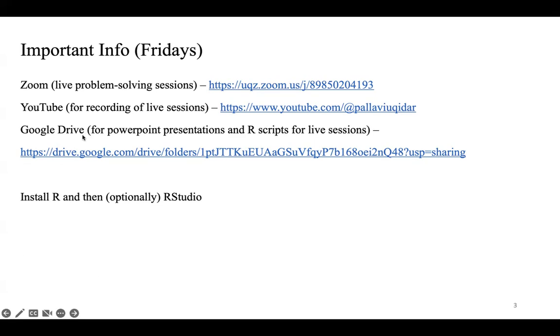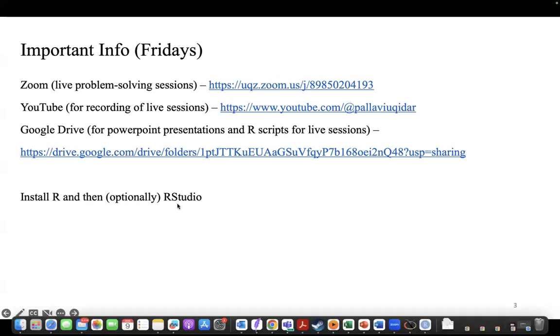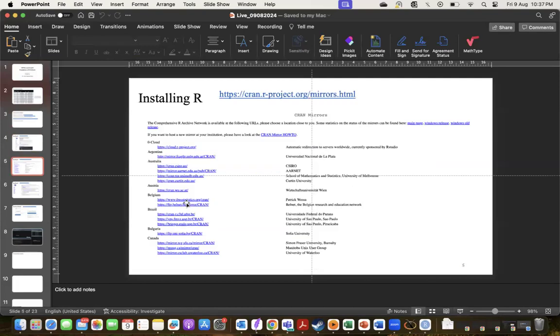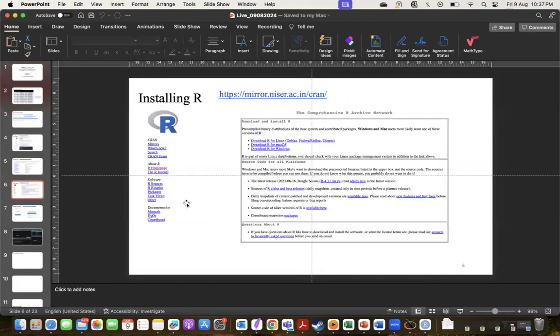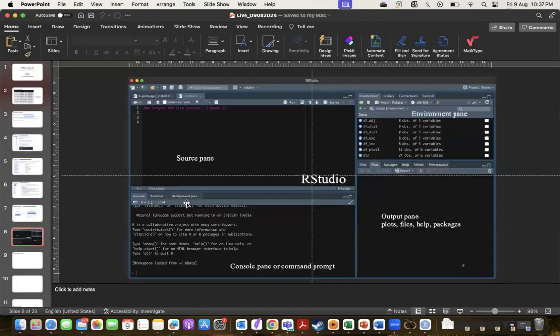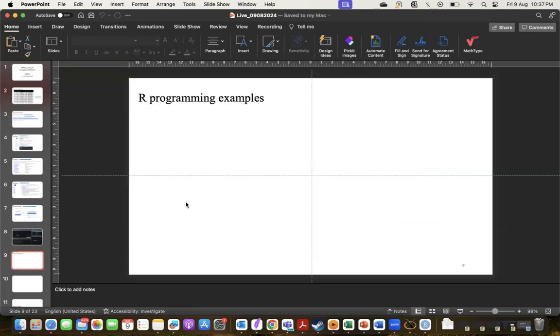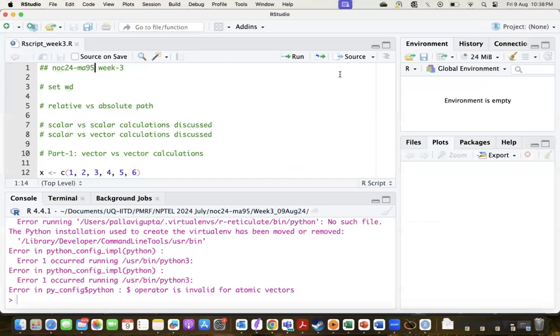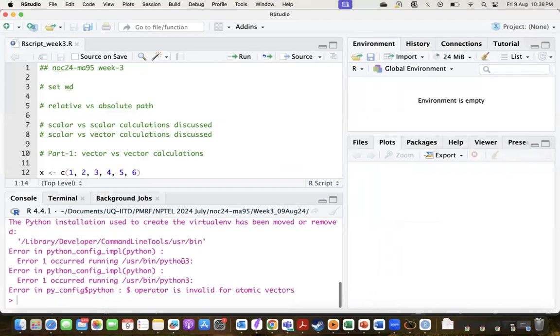You can install both, but at least you have to install R to practice alongside this course. This is just again the same slides as before about installing R, and this is what RStudio looks like. So let's dive right into the practice commands for today.